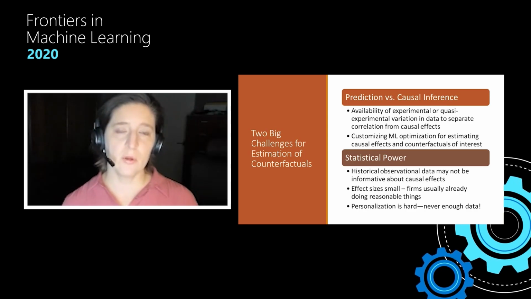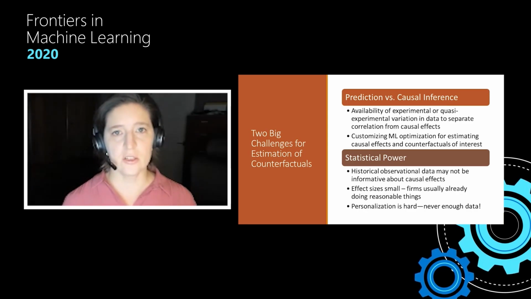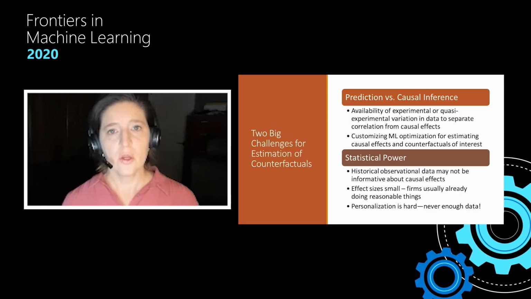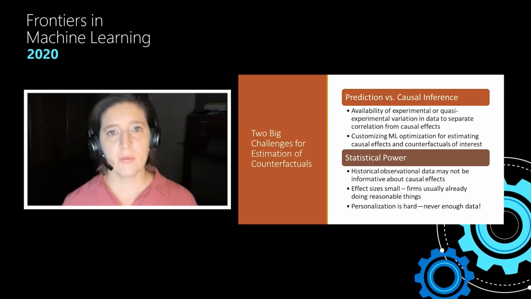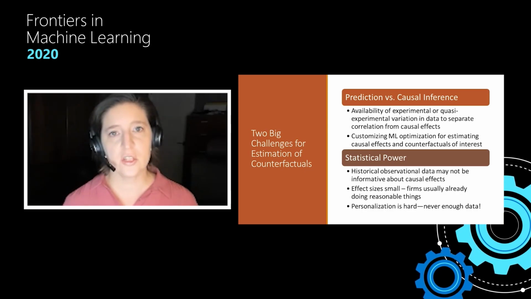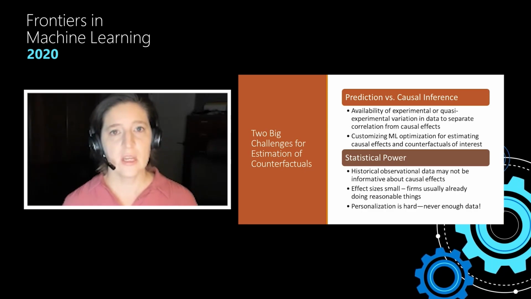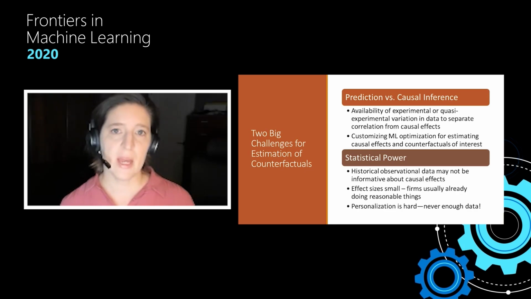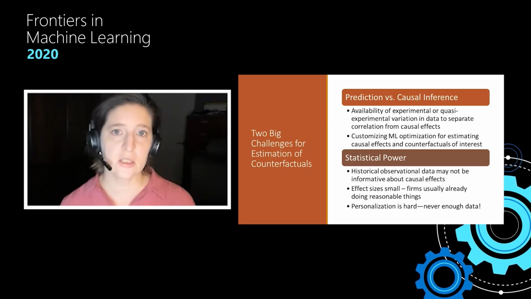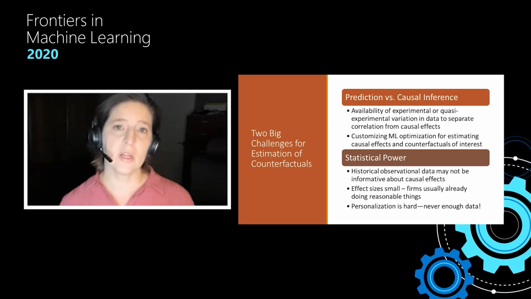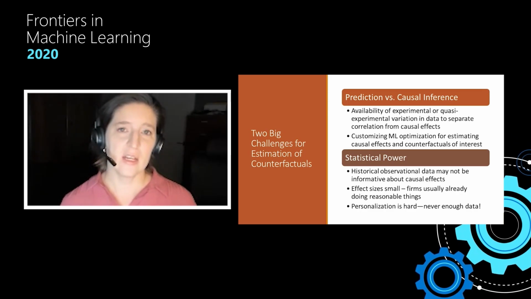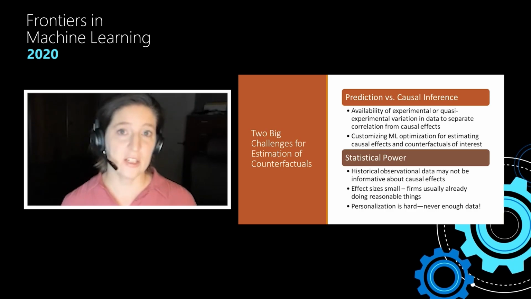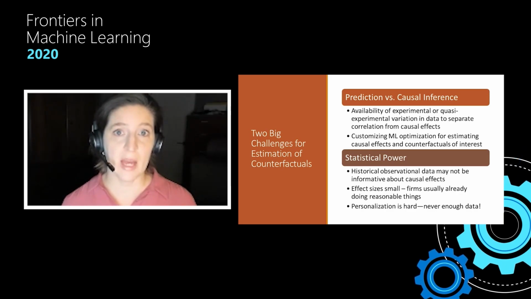A second big problem in estimating causal effects is statistical power. So in general, historical observational data may not be informative about causal effects. If we're trying to understand what's the impact of changing prices, if prices always change in the past in response to demand shocks, then we're not going to be able to learn what would happen if I changed the price at a time when there wasn't a demand shock. I just won't have data about that from the past.